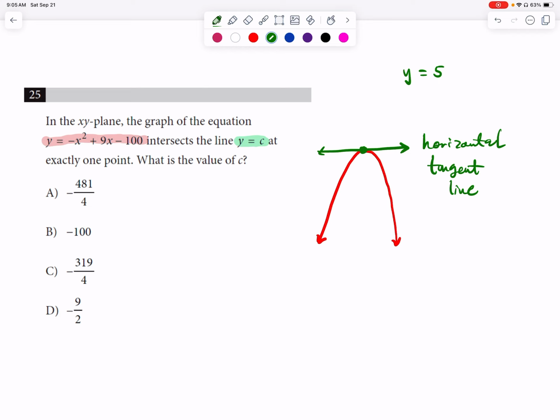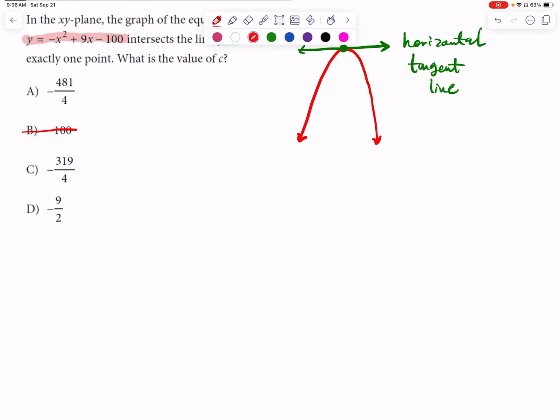When I'm looking at this question, the most obvious answer, and the one that was selected by quite a few people, is answer choice B. But I know, without even doing any work at all, that this answer should be the one that's eliminated first. And here's the reason why. If you take a look at the equation, which I'm just going to rewrite here as y equals negative x squared plus 9x and then minus 100.